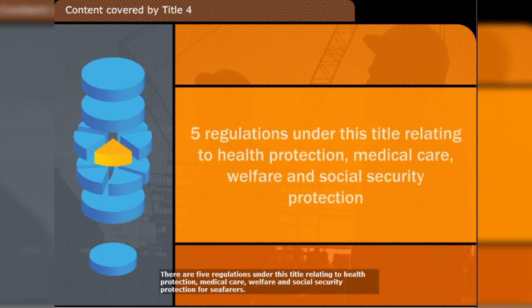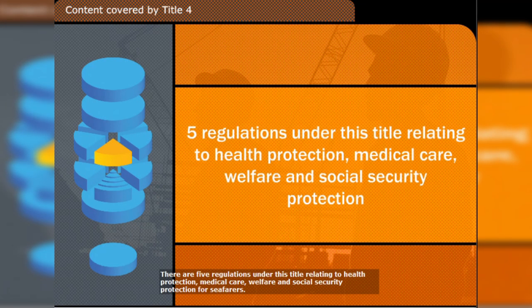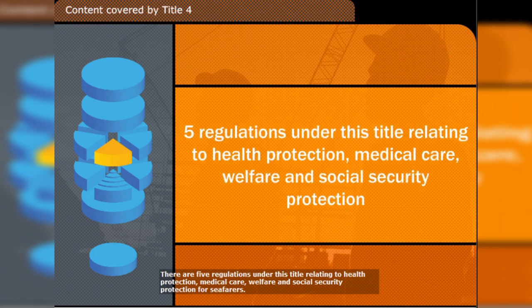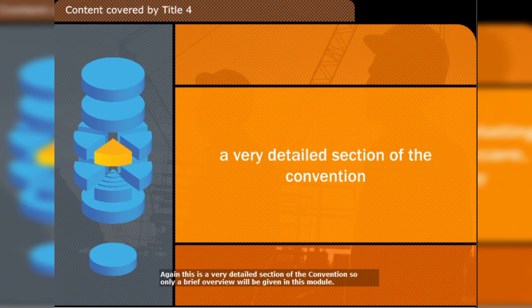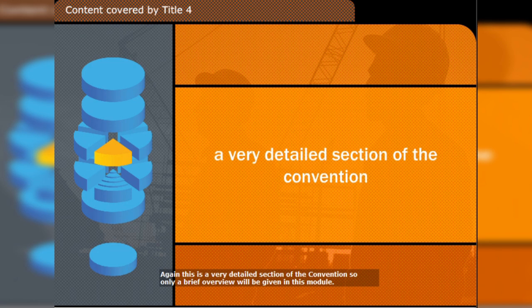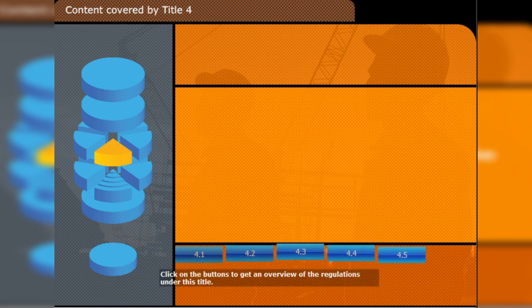There are 5 regulations under this title relating to health, protection, medical care, welfare and social security protection for seafarers. Again, this is a very detailed section of the Convention, so only a brief overview will be given in this module. Click on the buttons to get an overview of the regulations under this title.